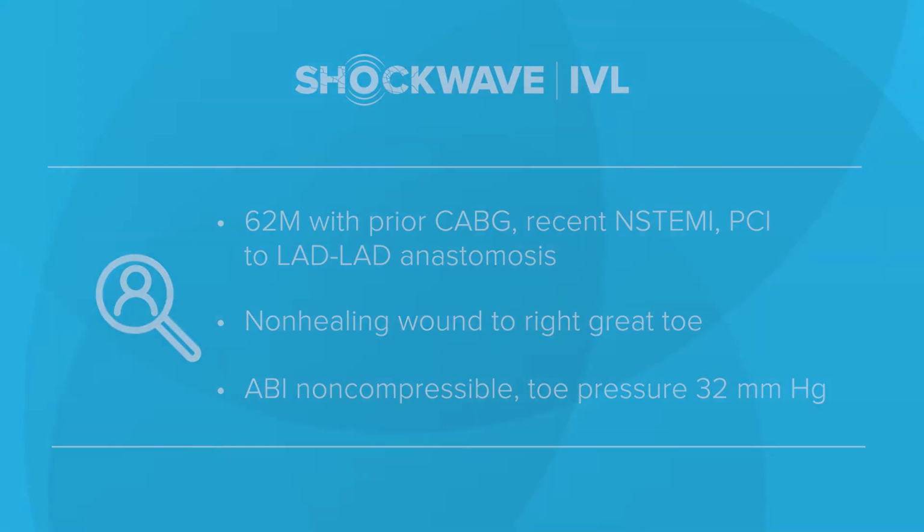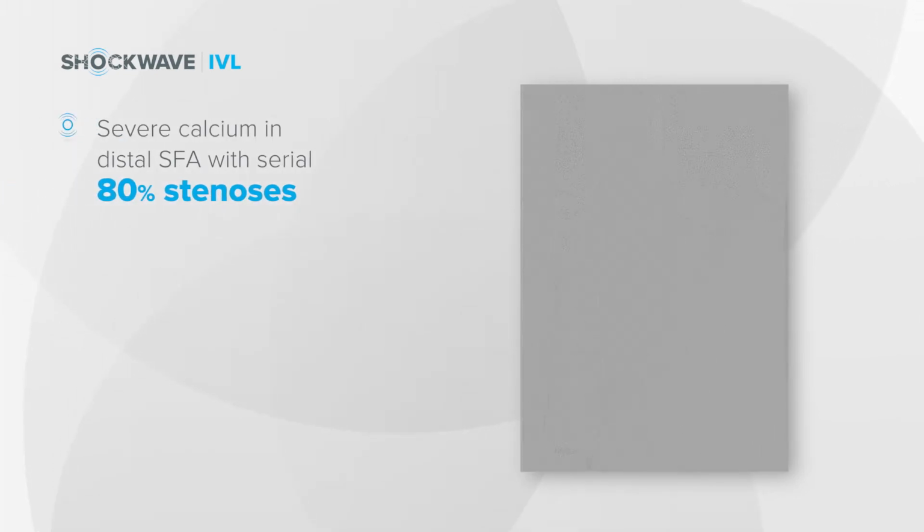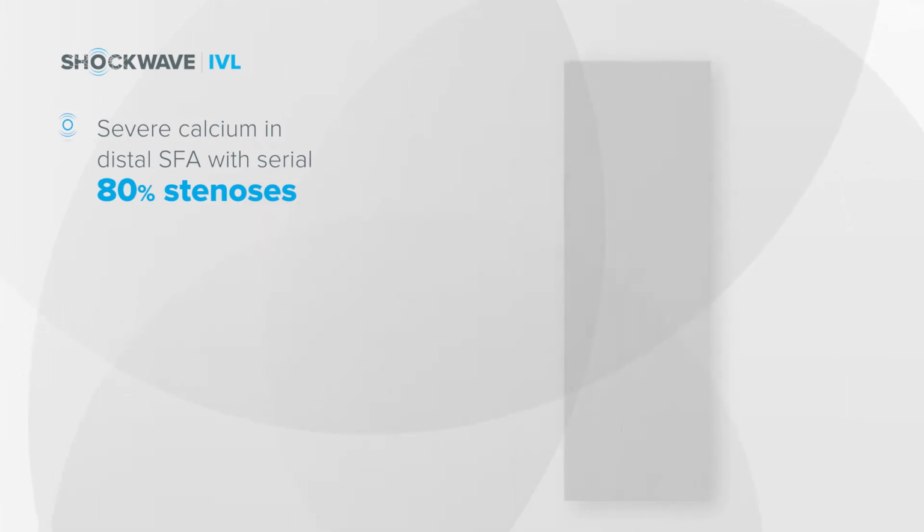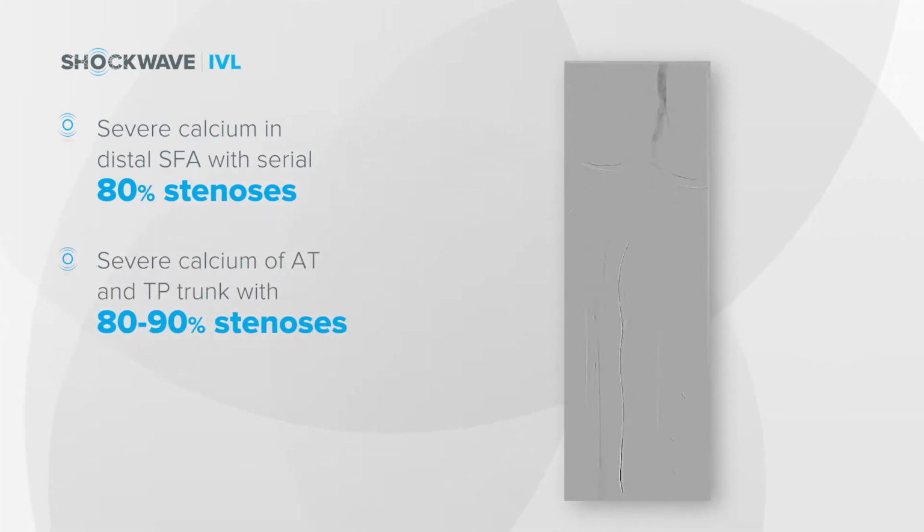You can see here in this initial angiogram that the patient had evidence of severe calcification in the distal superficial femoral artery with serial 80% stenoses. And although this is a subtracted image, you can get a good sense that there's severe bulky calcification here in the distal SFA and right near Hunter's Canal. More distally in the tibial region, you can see that there's severe calcification of the anterior tibial and tibioperoneal trunk with 80 to 90% stenoses.